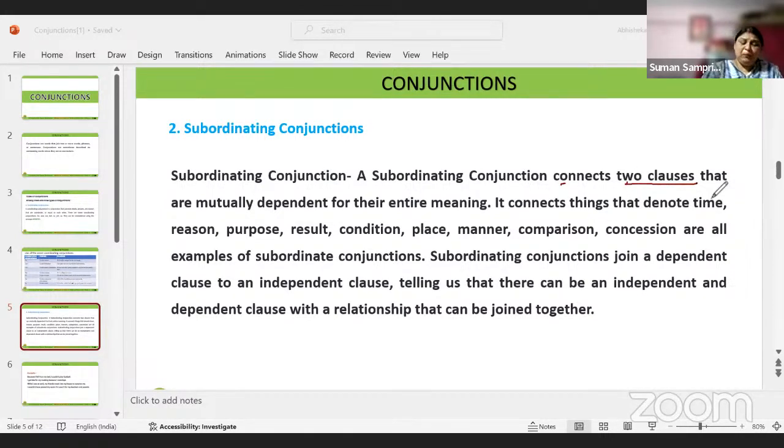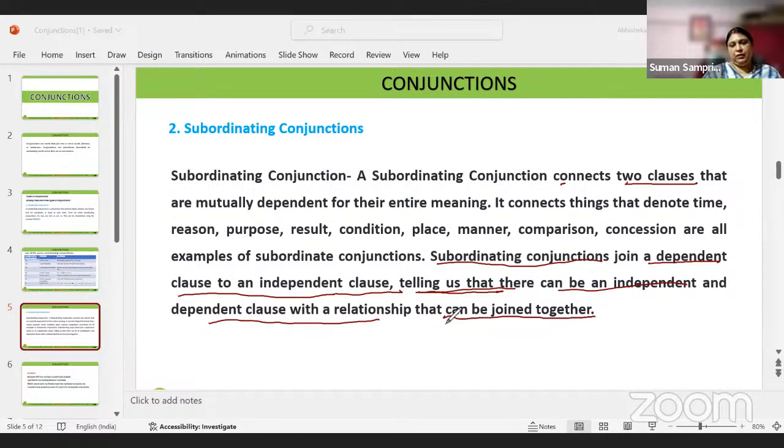Okay. So somebody was telling me about dependent clause and independent clause in writing one sentence. You will always find there these subordinating conjunctions. Okay. So what does it do? Subordinating conjunction joins a dependent clause to an independent clause. Why does it do that? Telling us that there can be an independent and dependent clause with a relationship that can be joined together. Okay. So mostly when we have something that denotes time, so mostly denoting time, how do we do it?